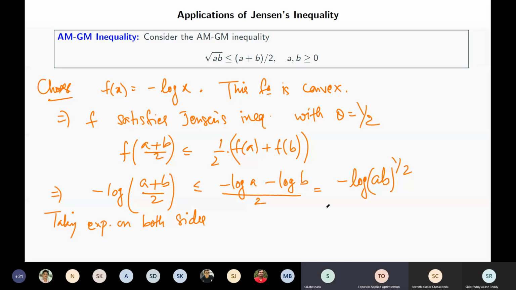Now multiplying both sides by minus will reverse the inequality. So we get greater than or equal to, and then we take the exponent. Exponent and log will cancel, so this implies (a plus b) by 2 is greater than or equal to square root of ab. Okay, so that's how we saw an application of Jensen's inequality.